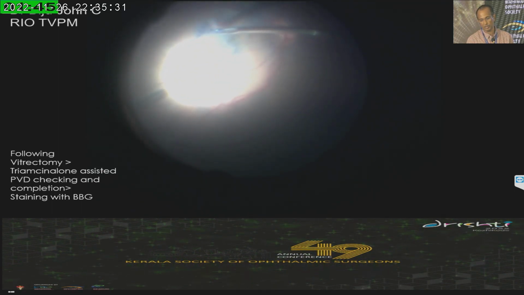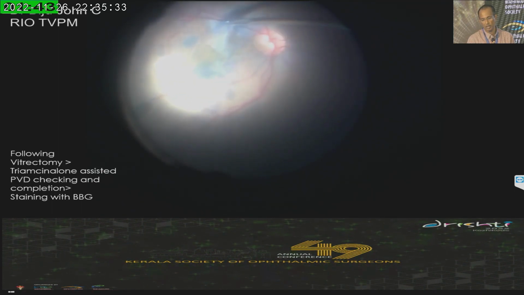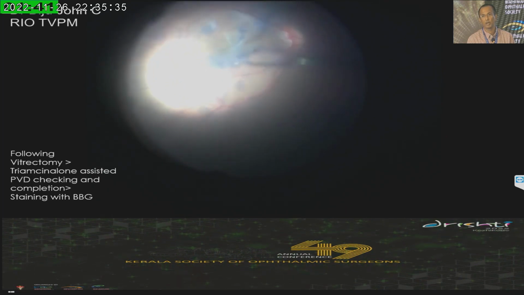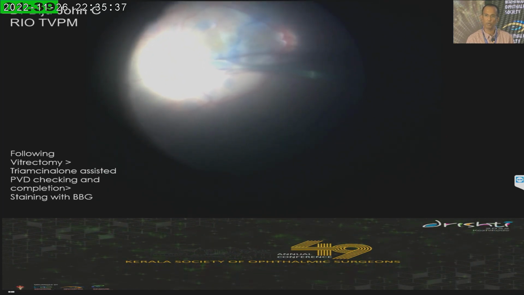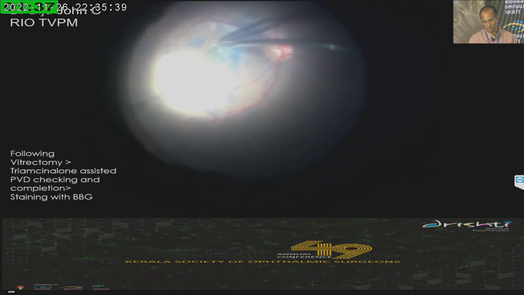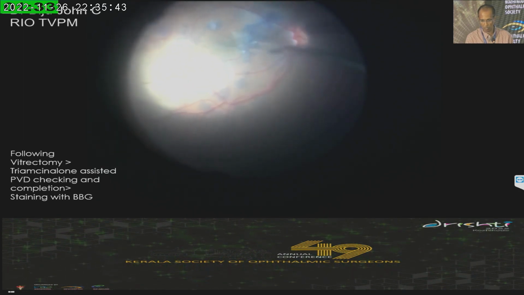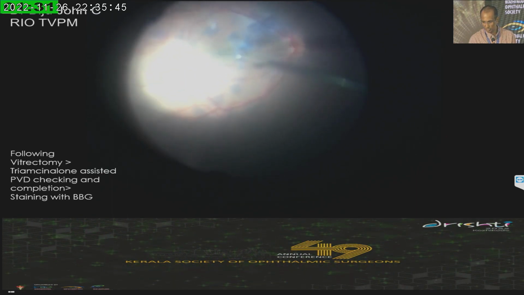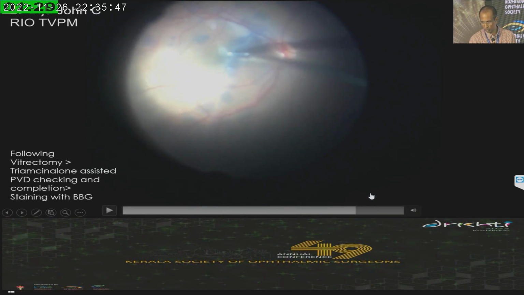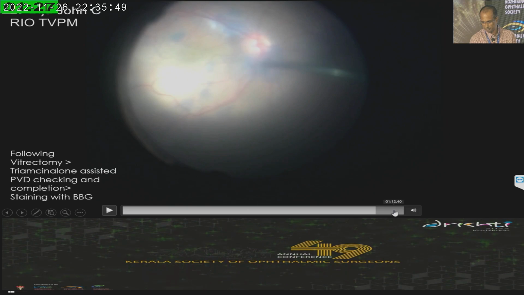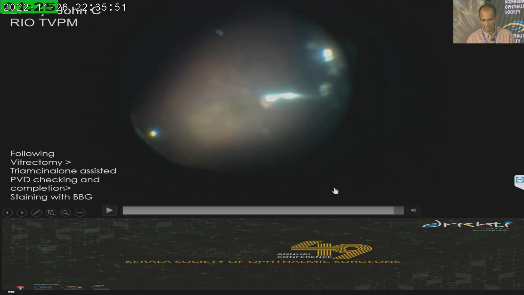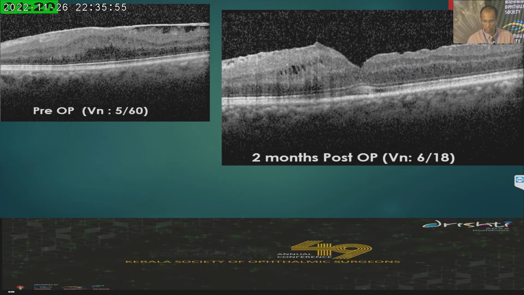So now what I think is that I am removing the ERM along with the ILM that is coming off. I may not always be correct, so some of the ILM may still be left there, but I think I am getting most of the ILM. And after this, it will be followed by the fluid air exchange, and it will be left with air. So this was that case.